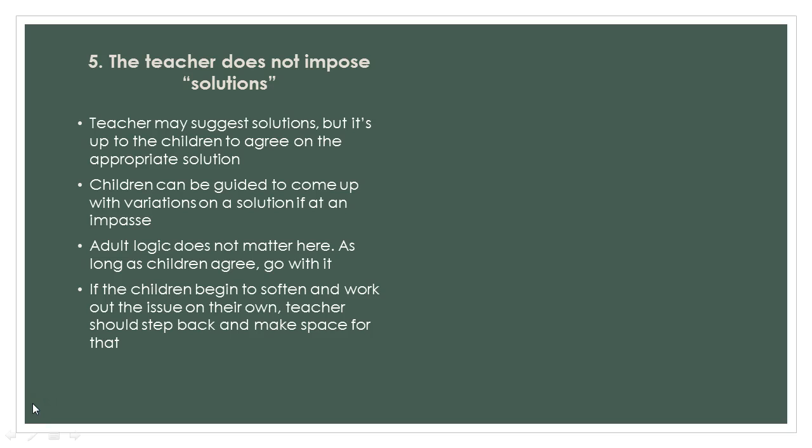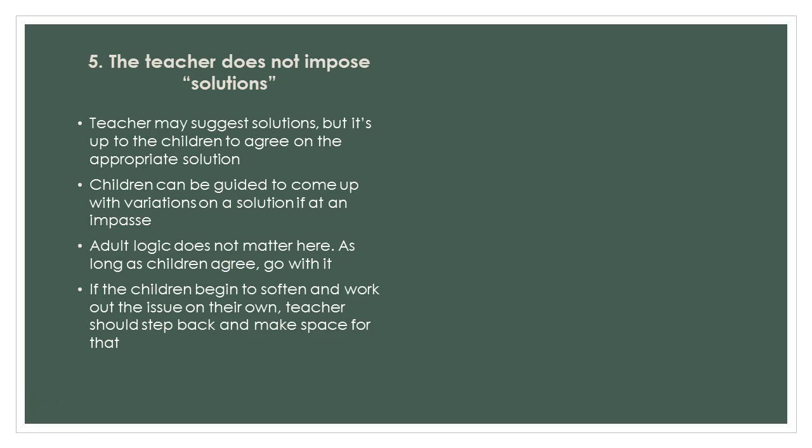So you might try turn taking as an example, and if turn taking isn't something that the children are really feeling that great about, one child or both children, maybe you can offer a variation on turn taking, which is, instead of child A takes a turn, then child B, maybe it's child A takes a turn, child B takes a turn, and then A gets a turn again, something like that. Adult logic does not matter here. As long as the children agree, just go with it.